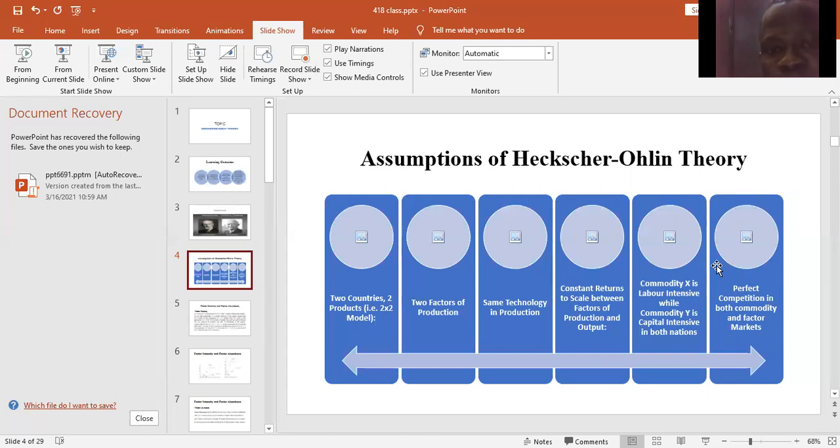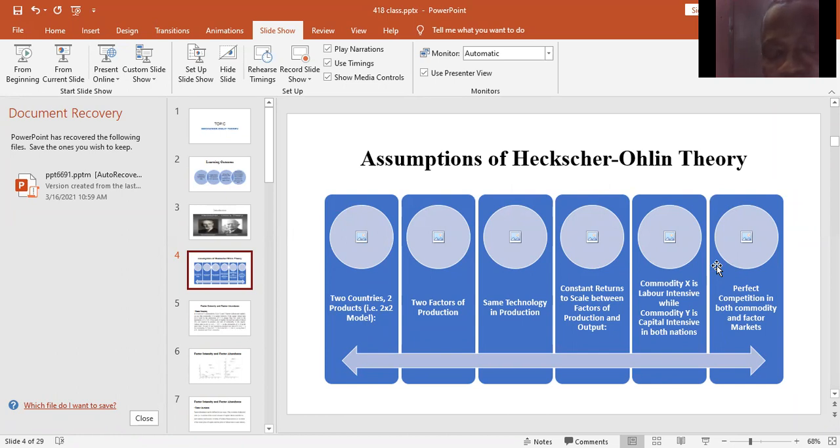Neither of the two is more technologically advanced, and that's very important for the explanation we are going to offer in discussing the theory. Constant returns to scale between factors of production and output, which is not different from what you are used to in your basic microeconomics. That means for each quantity of factors you add to your production function, you are going to get the same number of outputs.